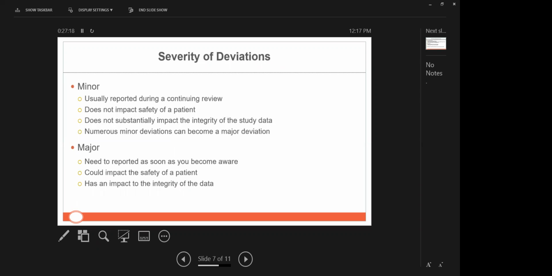Okay, so to talk a little more about what a minor and a major deviation is, and sometimes these are referred to differently, but I think the common wording is minor and major. Minor deviations are usually reported during a continuing review, and these are more administrative deviations that don't impact patient safety. They also don't substantially impact the integrity of the data. And these get submitted yearly with your continuing review.